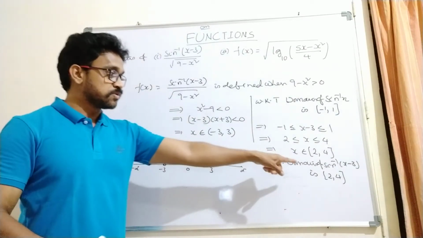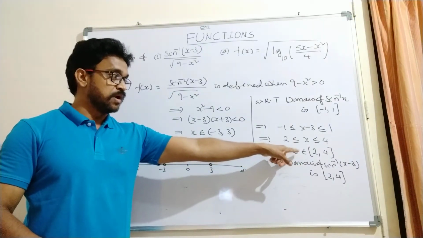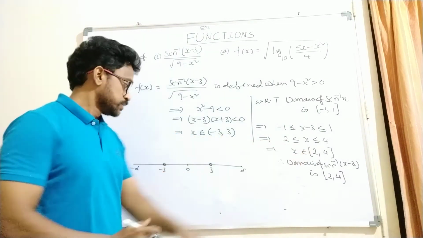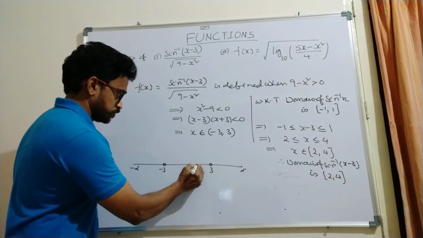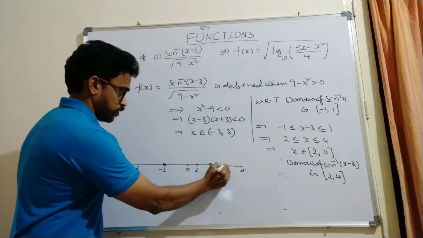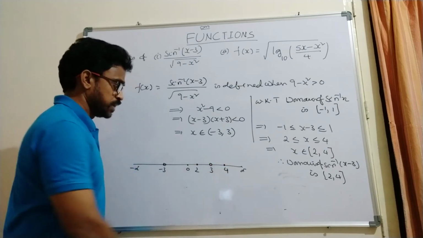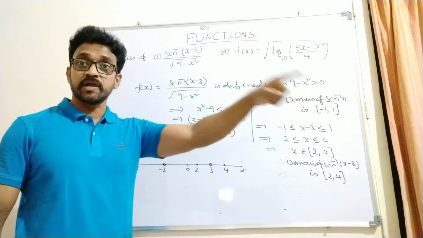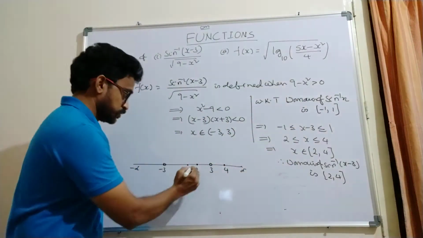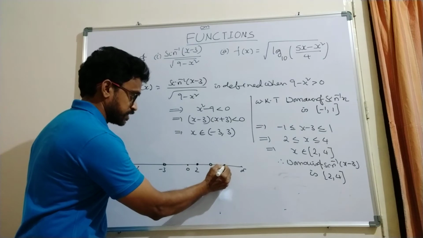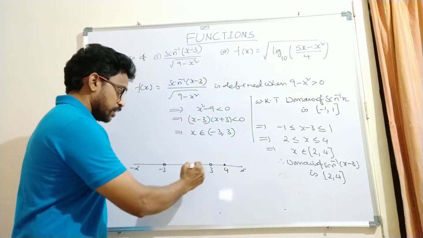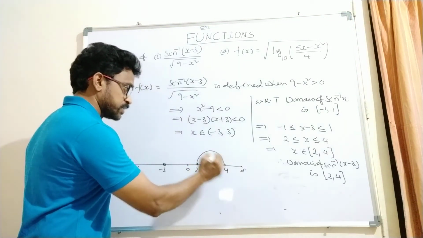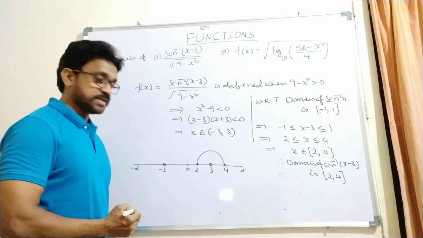Okay, now next, go for this one. X belongs to the closed interval 2 comma 4. So I will take, suppose, 2 here, and 4 here. Observe, this is a closed interval, which means endpoints are included. That's why you should take a dot circle now. That's all. This is the domain of sine inverse of x minus 3.